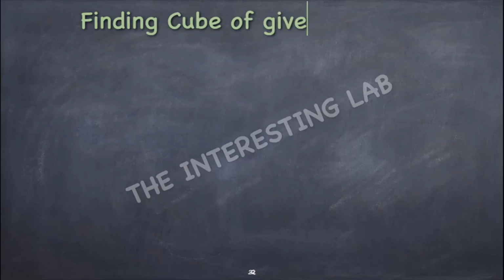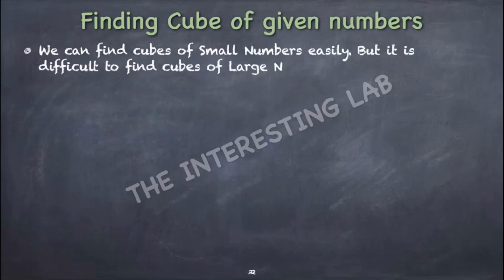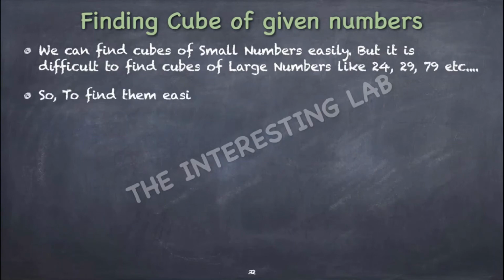Finding cube of given numbers. We can find cubes of small numbers easily. But it is difficult to find cubes of large numbers like 24, 29, 79, etc. So, to find them easily we can use these formulae.